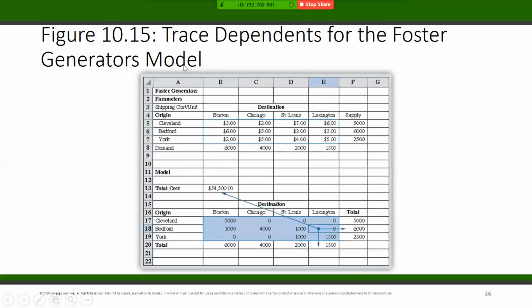Now, same thing with trace dependence. What we can do is, in this case, select cell E18. This is the units shipped from Bedford to Lexington, and we click on the trace dependence button. Now, what's dependent on this value? Well, this total here is, which is the sum. This sum is also dependent on it, as is that total cost. So this shows what this one single value affects in the model. And again, we can remove the arrows if we want to, and that's not a problem.